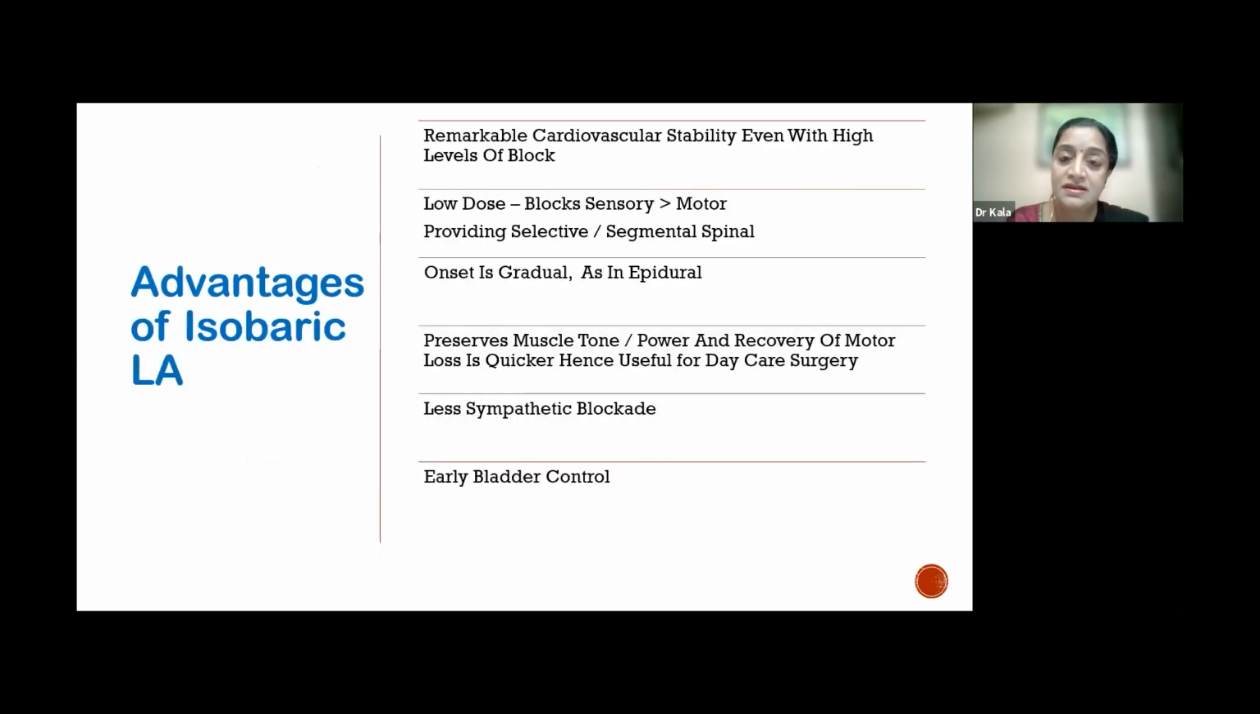Advantages include remarkable cardiovascular stability, even with higher levels of blocks. Low doses block sensory more than motor, providing selective or segmental spinal, especially when you go higher up in thoracic levels, you need lower doses because of the lesser volume of CSF. Onset is gradual, similar to the epidural. It preserves muscle tone and power, and recovery of motor loss is quicker, hence useful for daycare surgeries. It has less sympathetic blockade, therefore the parameters are better maintained, and you get early bladder control, so it prevents catheterization.